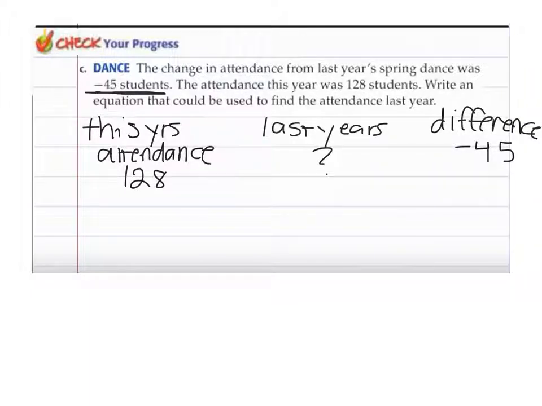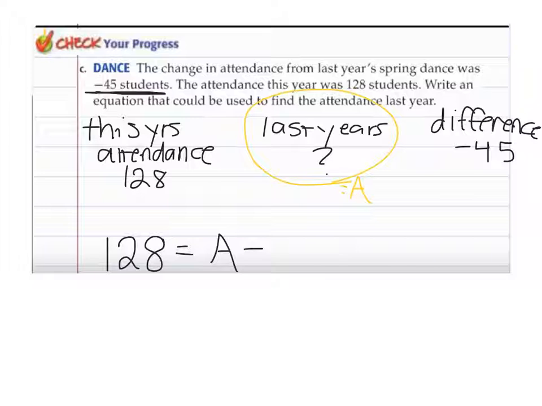So let's define our variable. I'm going to make last year's attendance, because that is what we don't know, just be a capital A. So let's look. This year's attendance was 128. We don't know last year's, but that's what we're looking for. So I'm going to use our variable A. And the difference between last year's and this year's was negative 45.